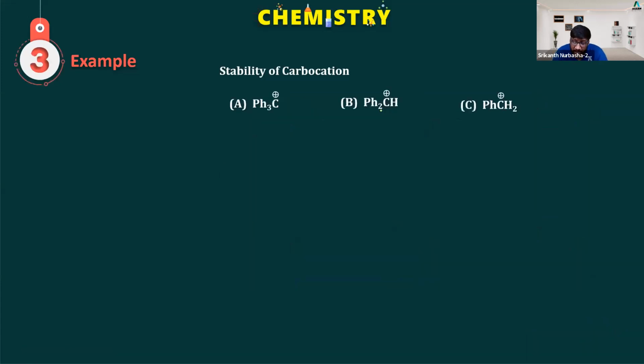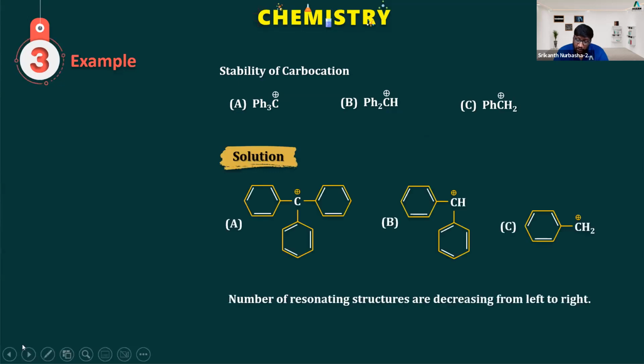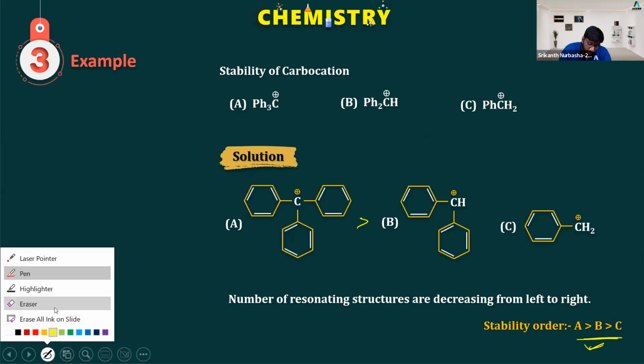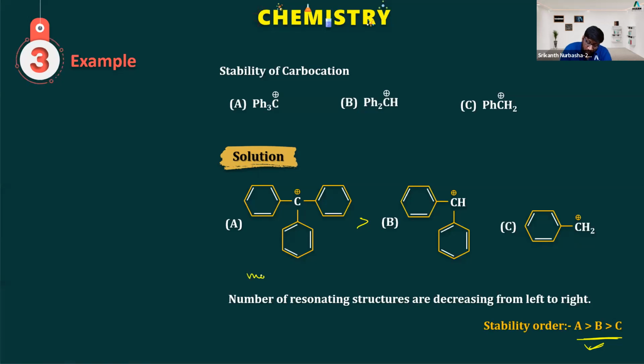Compare here Ph3C+, Ph2CH+, PhCH2+. Same here also, A, B, C, because 3 phenyl groups are there. So with respect to 3 phenyl groups, the positive charge is delocalized in resonance. The number of resonance structures decreases from left to right. So A greater than B greater than C, that's the right order. More number of resonating structures, more stability; less number of resonating structures, less stability.